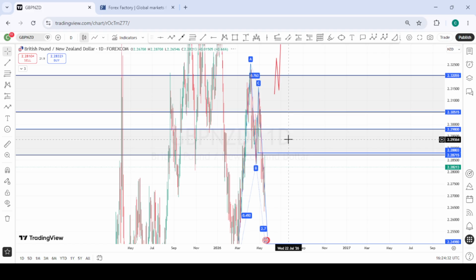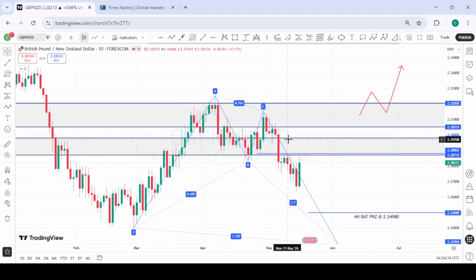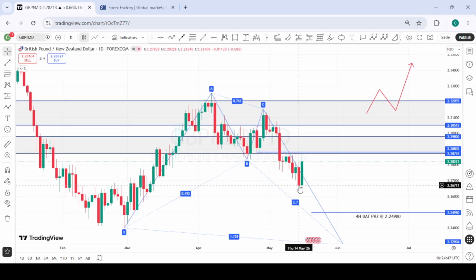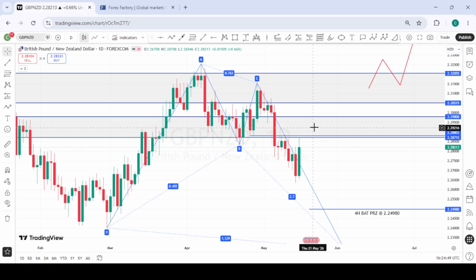This is GBPNZD. Last week we were looking forward to a pullback into this area of interest to give us a selling opportunity to the downside. Price tipped it a little bit and then just kept going down due to the weakness in GBP we saw in the week. But price is now approaching the area of interest once again.